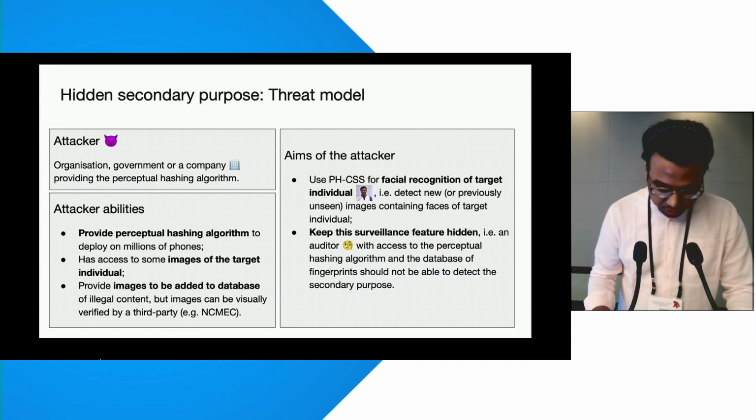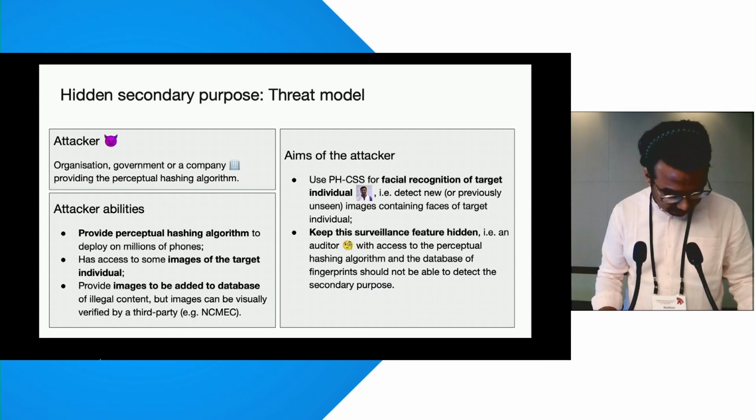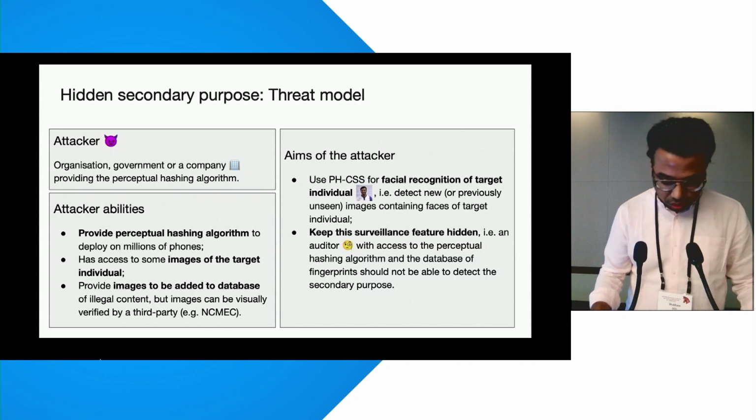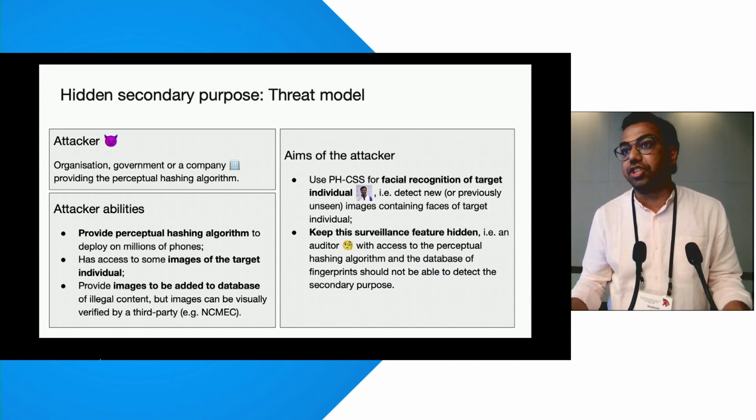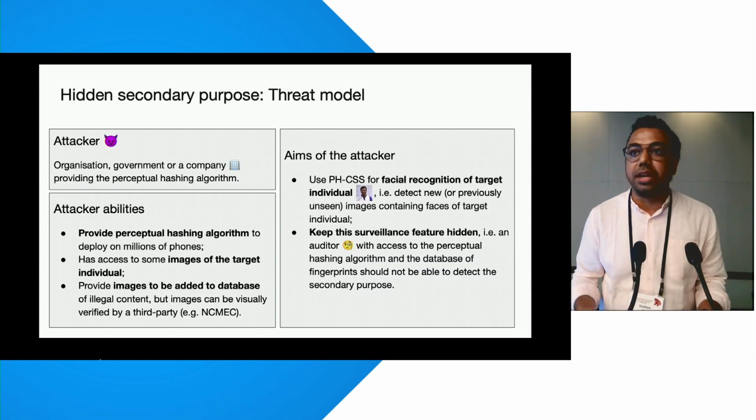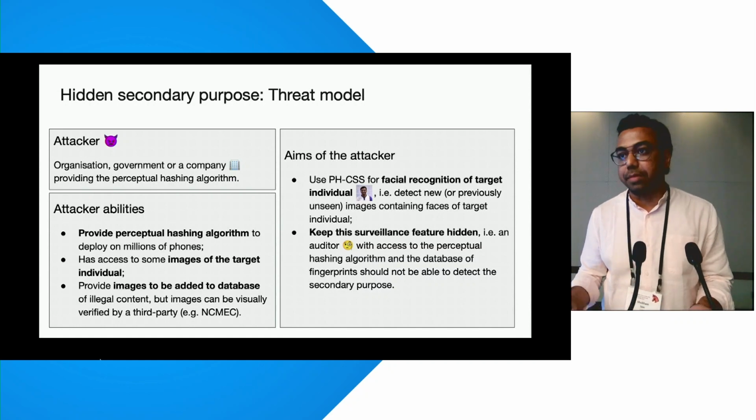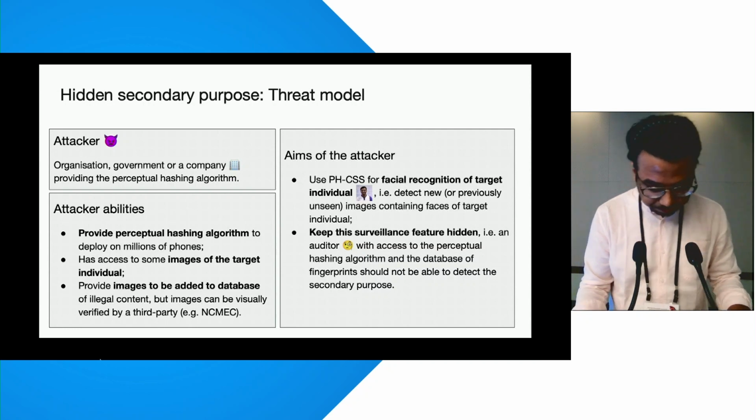They have access to some images of the target individual, that is me. And finally, they can also add some images to the database. But these images can be visually verified by a third party, for example, charities like NCMEC and WFF.